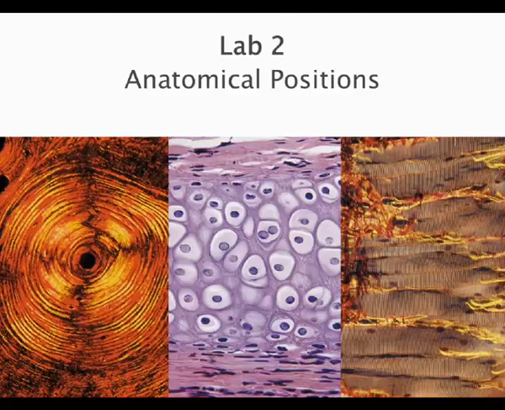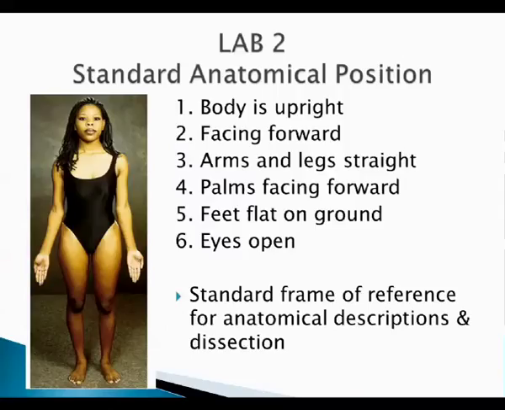Okay, so this lab is pretty brief. It's just covering the basic anatomical terms and positionings. Whenever we talk about anything dealing with the human body, we reference something called the standard anatomical position. And there are 6 basic units that compose the standard anatomical position, and it is as follows.